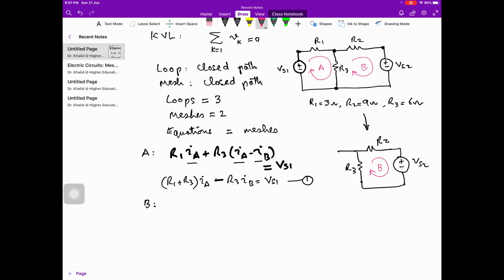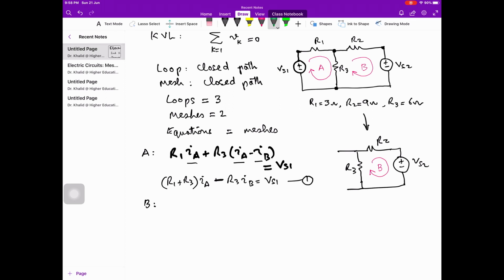Note that we have assumed both currents flowing, look at the circuit diagram here, we have assumed the direction of current flowing in both meshes clockwise. Later I will show you that we can select the direction of mesh currents randomly as well, but there is some advantage in assuming all the mesh currents in the same direction, either clockwise or counterclockwise.